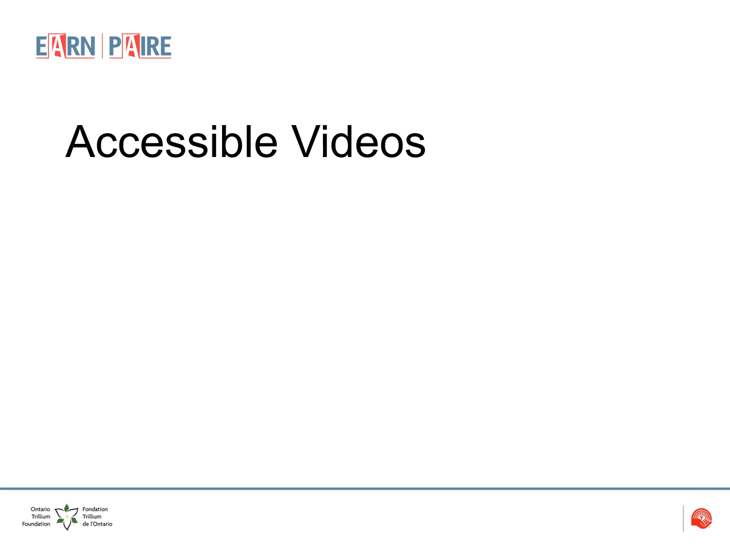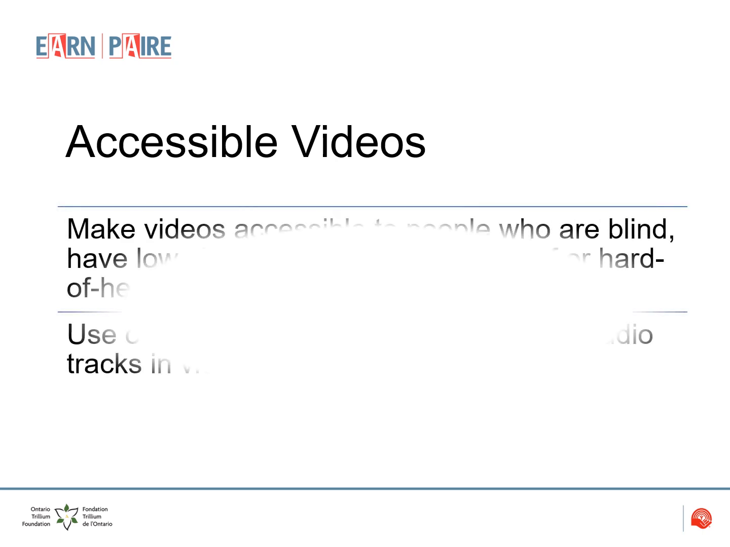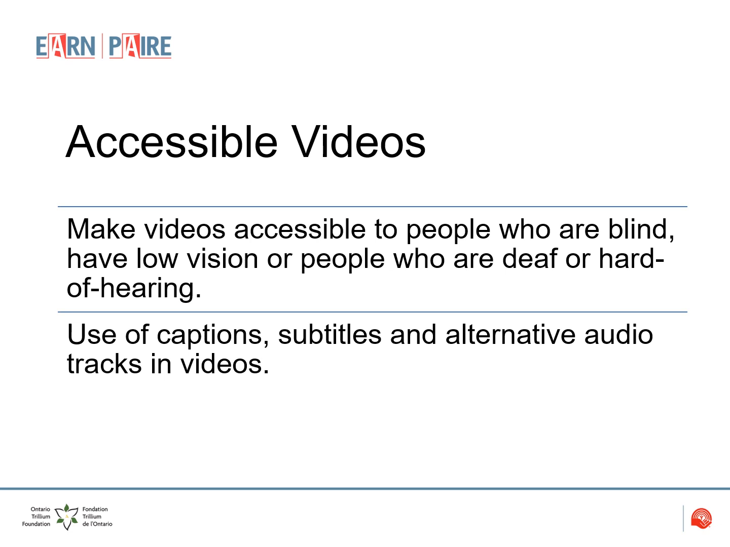Accessible videos. Make accessible videos to people who are blind or have low vision, or people who are deaf or hard of hearing. As mentioned, subtitles typically contain a transcription or translation of the dialogue. Closed captions typically also describe audio cues such as music or sound effects that occur off screen.